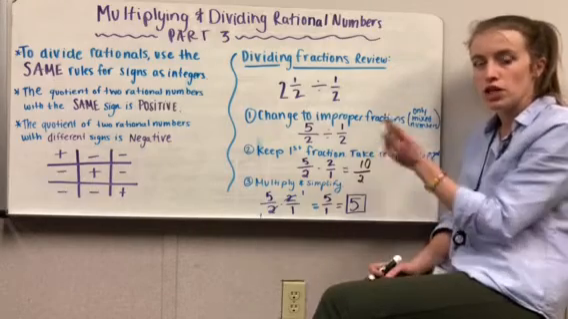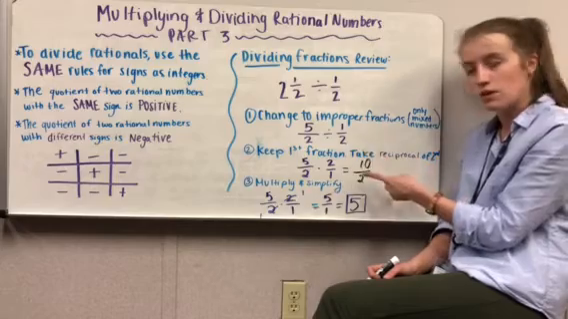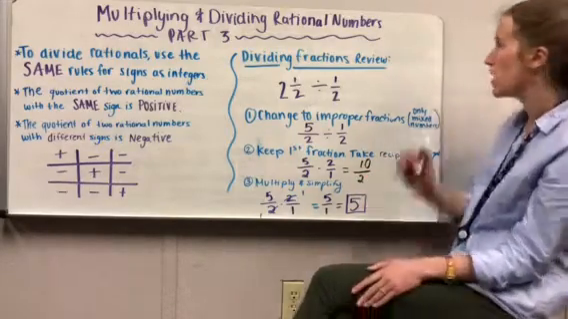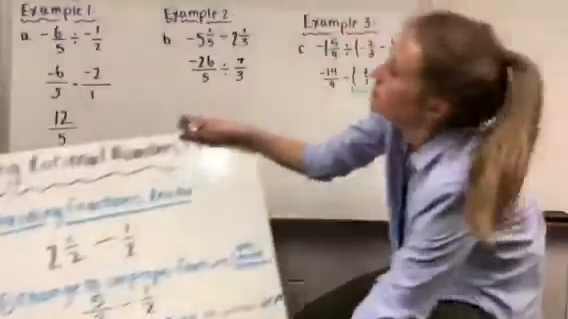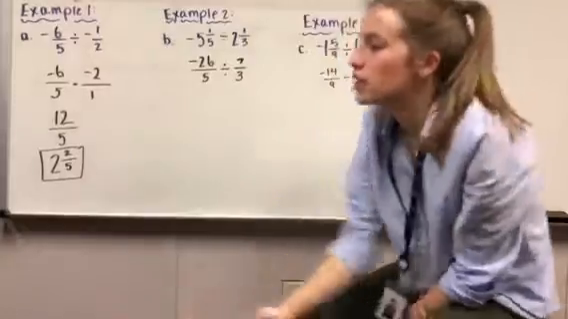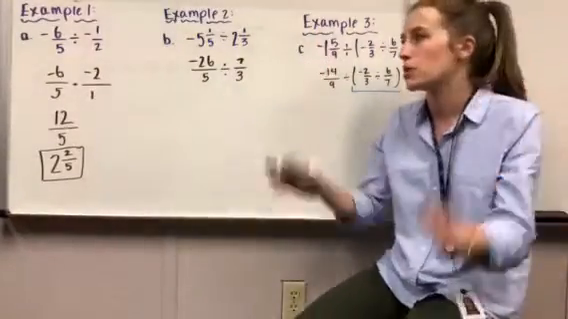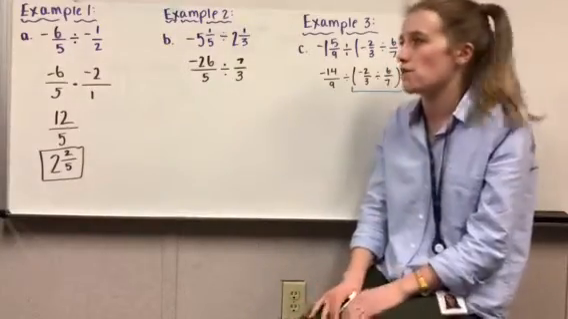So to review, change any mixed numbers to improper fractions, take the reciprocal of the second number, multiply and simplify. Those are our 3 surefire steps. The difference is we're going to add in some negatives. So just like when we were adding and subtracting, let's always keep our sign with our numerator. So in this case, I have negative 6/5 divided by negative 1/2.